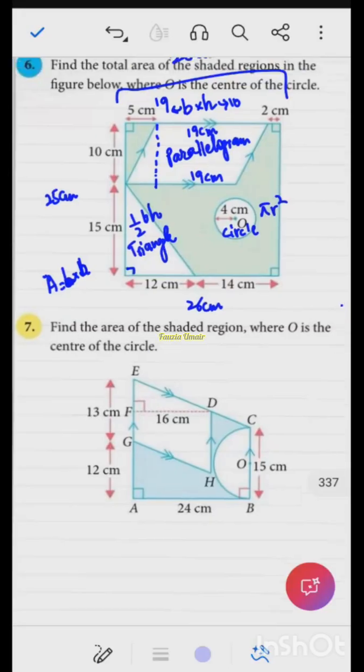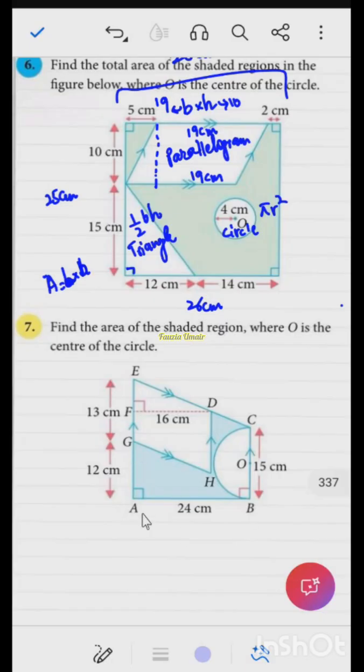Question number 7. Okay. So question 7 is: find the area of the shaded region where O is the center of the circle. Okay. So now what are the different shapes? First of all, how many shapes are there in question number 7? We will discuss it like we did in the previous question. Okay. So how many shapes? What is this outer shape?